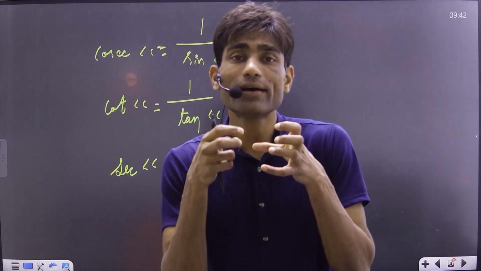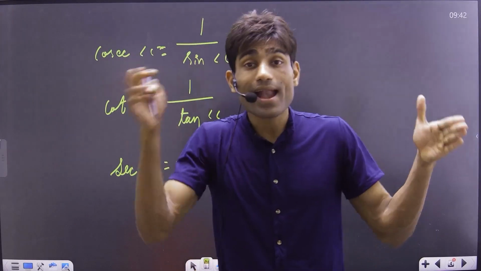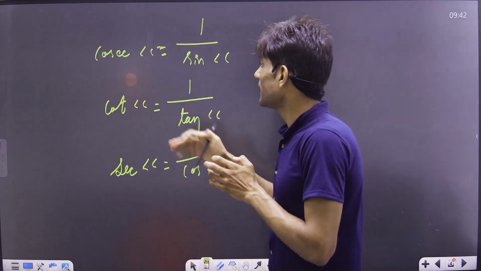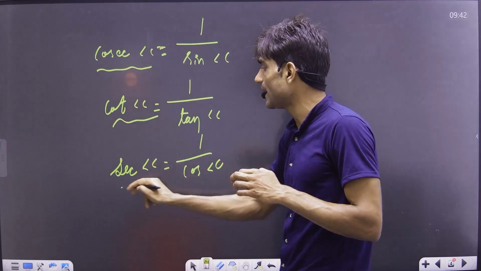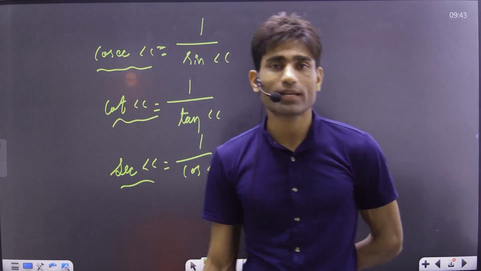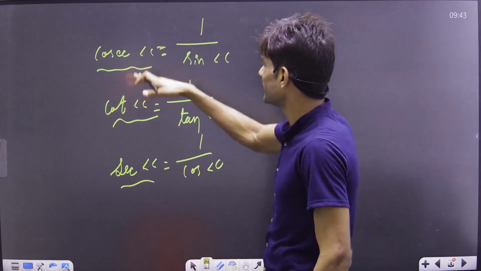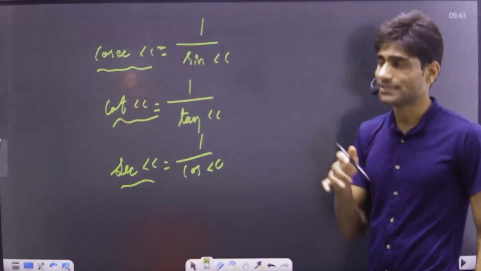So if you are good with sine, cos and tan, if you are good with these three trigonometric ratios, then you can easily define cosec of angle C, cot of angle C and sec of angle C. You only need to understand the value for cosec, cot, sec or sine, tan, cos.